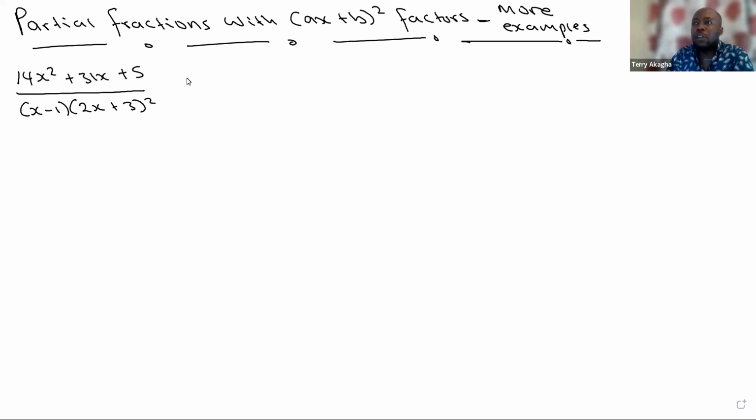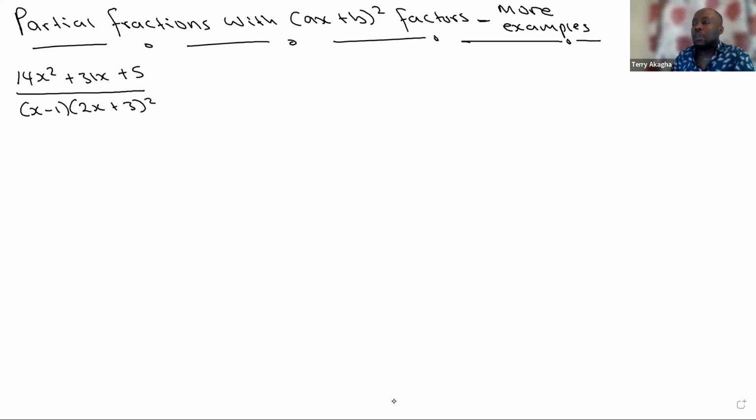So let's check. What is the degree of the numerator here? It's 2. The degree of the denominator, this is going to be x squared times x to the 1, so that's going to give you 3. So that means this is good to go. All right, so we'll go straight into partial fractions for this.